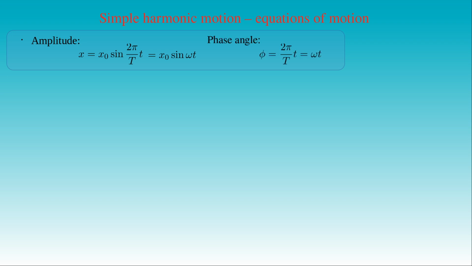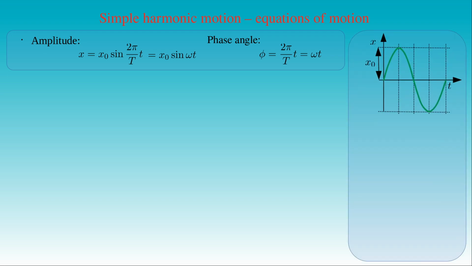After having determined the first equation of motion for the amplitude of the harmonic motion, let us derive the other two equations for the velocity and the acceleration of an oscillating body. As we have already demonstrated, the amplitude x of the oscillation is given by the maximal amplitude x0 times sine 2 pi over the period of the oscillation, times the time t. If we use the angular frequency omega, then we can write the displacement as x0 times sine omega times t. We note that the phase of oscillation is given by 2 pi divided by the period times the time t, or omega times t. The amplitude of oscillation as a function of time is plotted on the right-hand side.